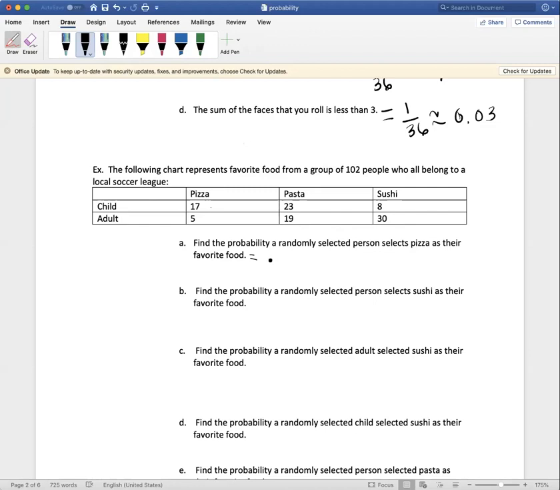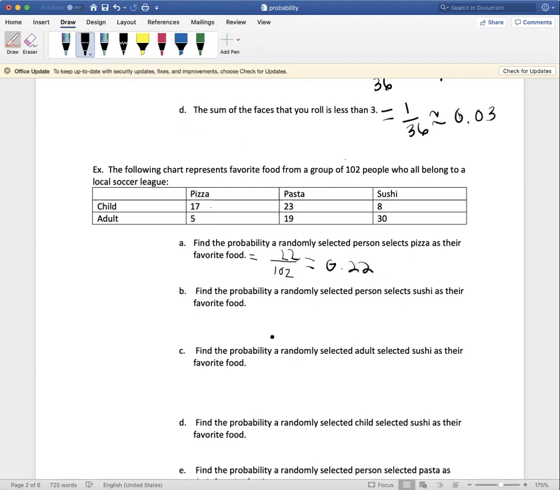All right, so let's take a look at this. Let's find the probability a randomly selected person selects pizza as their favorite food. Well, because we're doing people, we have a total of 102 people. So our denominator is going to be 102. And the numerator: find the probability a randomly selected person selects pizza. So that means this 17 plus 5, these people liked pizza the best. So that's the same thing as saying 22 out of 102. And 22 divided by 102 gives us 0.22 rounded to 2 decimal places.